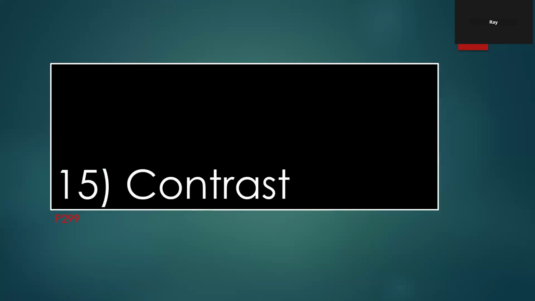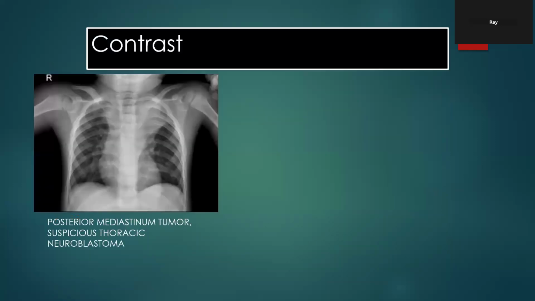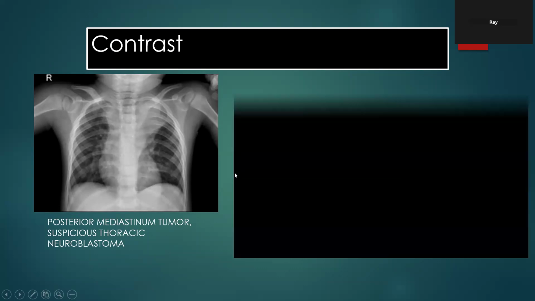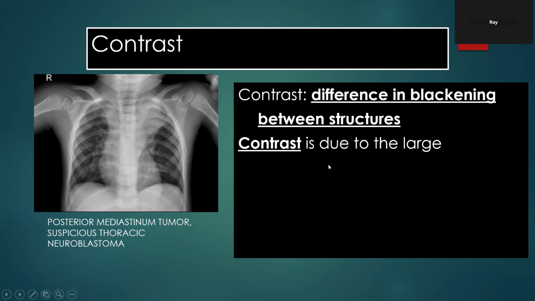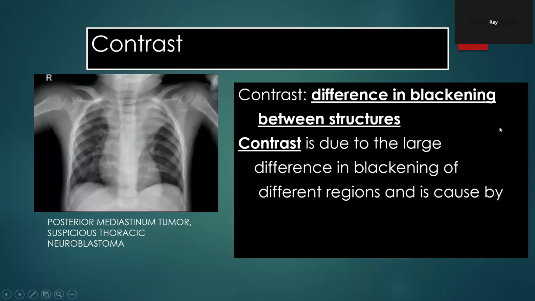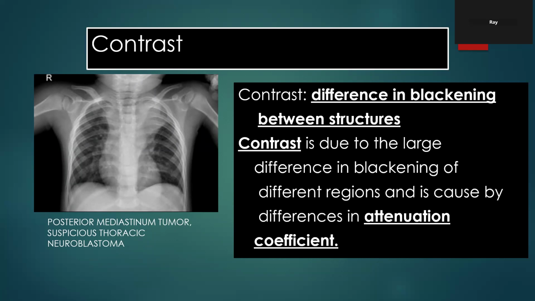Okay, this is what we are more interested in. Page 299, contrast. Contrast is the difference in blackening between structures. Remember that. Contrast is due to large differences in blackening of different regions and is caused by differences in attenuation. Attenuation coefficient.